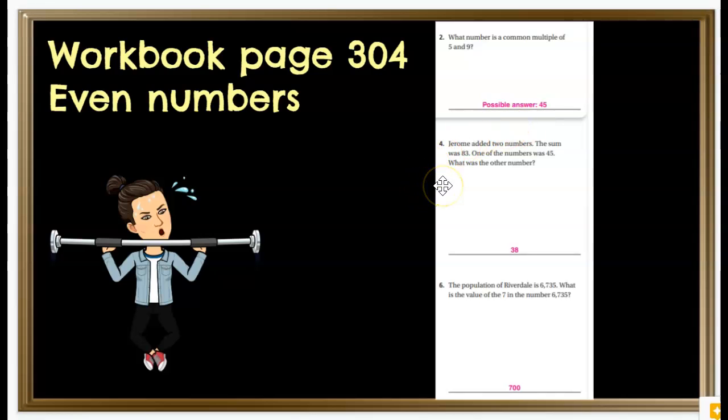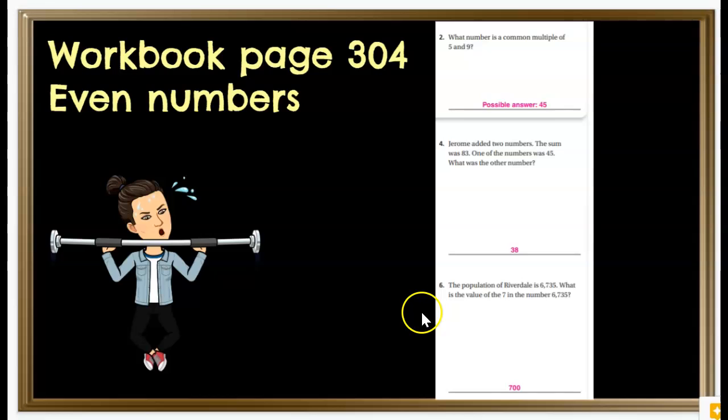Number 4. Jerome added 2 numbers. The sum was 83. One of the numbers was 45. What was the other number? Boys and girls, if you listen to my 5.3 Think Central lesson, you will know how to solve this problem. For this problem, I will take my 83 and subtract 45. It will give me 38. We are doing the reverse calculation for the sum, which is addition. When we do reverse, it is subtraction. So it is 83 take away 45.